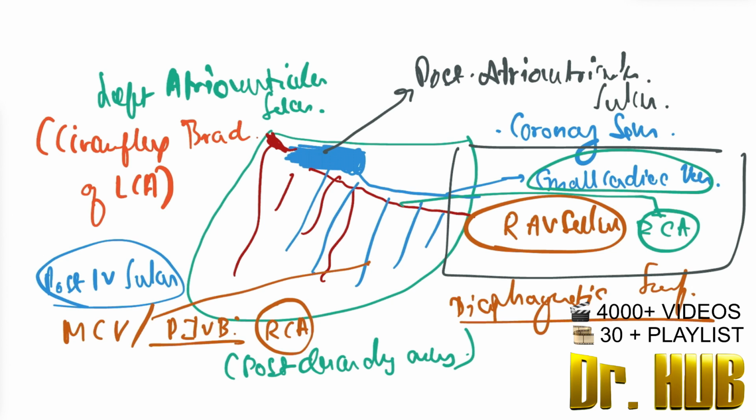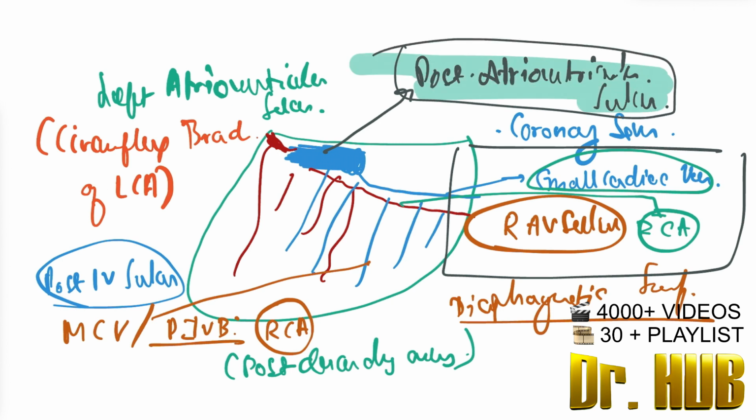So we saw four headings. We saw the posterior AV sulcus. Next we also saw the left atrioventricular sulcus, then the posterior interventricular sulcus, as well as the right atrioventricular sulcus.